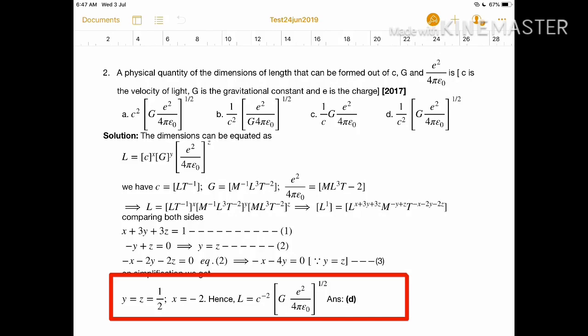Hence, the final answer will be L equals c power minus 2, G and e square divided by 4 pi epsilon naught can be taken in a bracket and whole can be raised to the power of 1 by 2. So the final answer will be the option D.